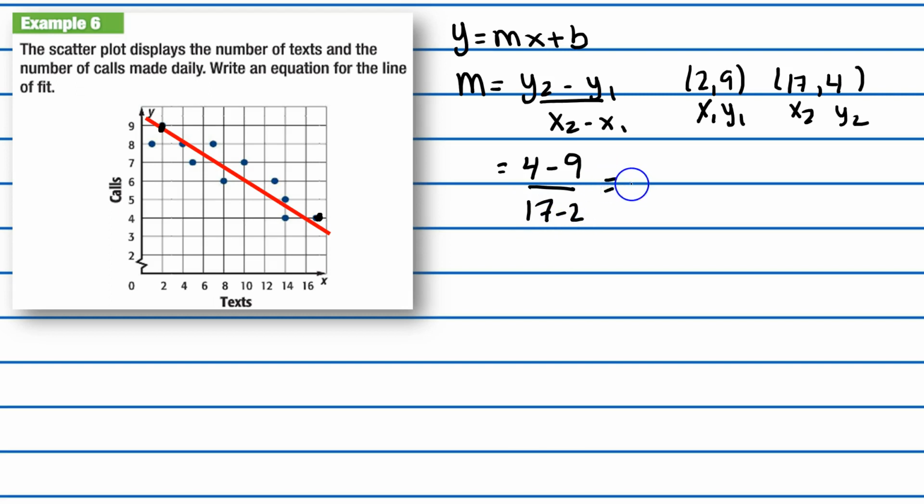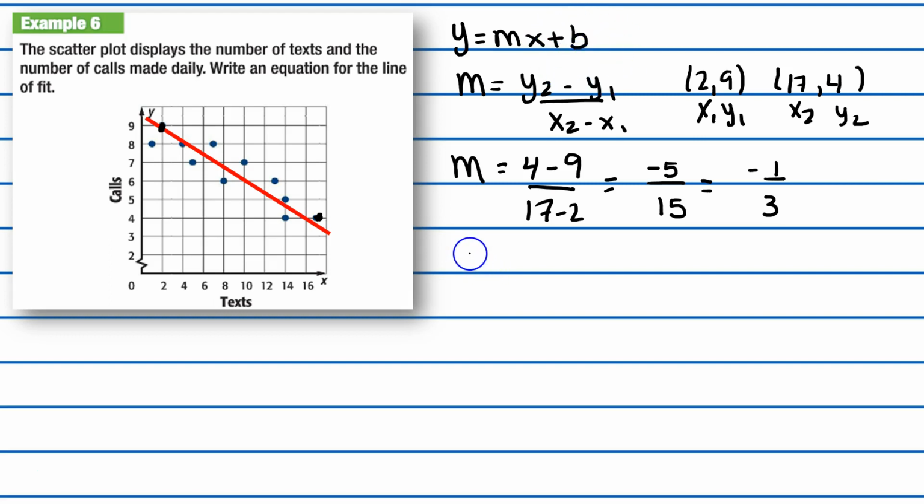Let's simplify this. 4 minus 9, that's negative 5. And 17 minus 2 is 15. This can be simplified, so we'll continue to simplify it. So negative 1/3. So this is our slope. This is part of our equation, but we haven't found everything yet, because in order to find the equation of the line, we still need to find b.